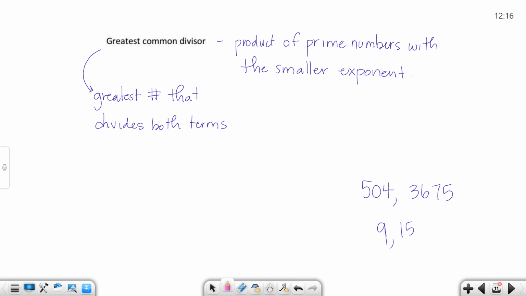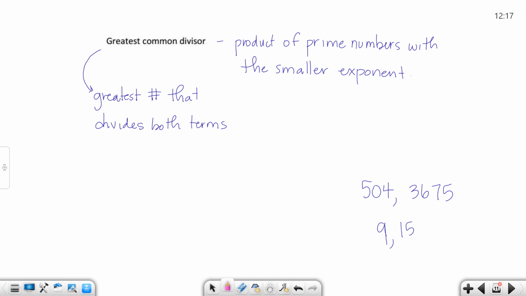Okay, the last 2 things you have in this chapter are the greatest common divisor and the least common multiple. Now, one of the things that's really confusing about these, if you look at the top line, it says greatest common divisor. It's a product of prime numbers with the smaller exponent. So that's really misleading for math to say the greatest common divisor has the smaller exponent. And so it is a little confusing, so I'll give you that.